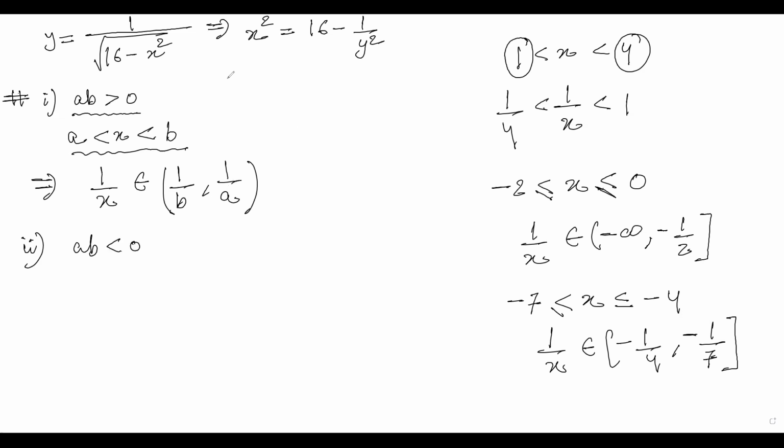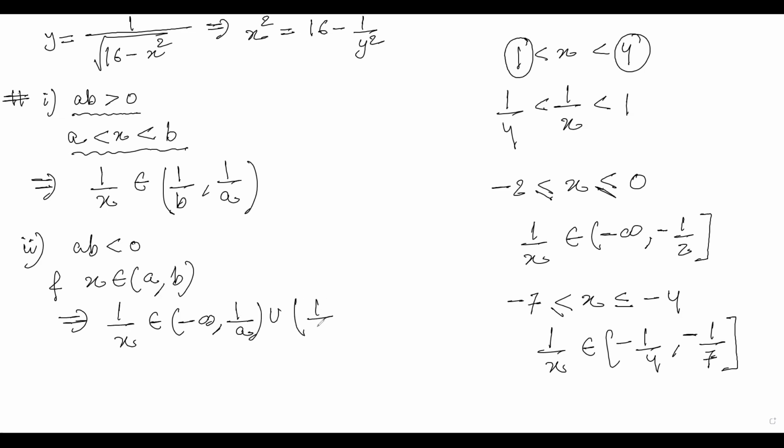But the problem arises when AB is less than 0. That is, one value is positive and one value is negative. Then if x belongs to A to B, then 1 by x will belong to, first, minus infinity to 1 by a, the reciprocal of the first value, from minus infinity to 1 by a, union 1 by b to plus infinity.